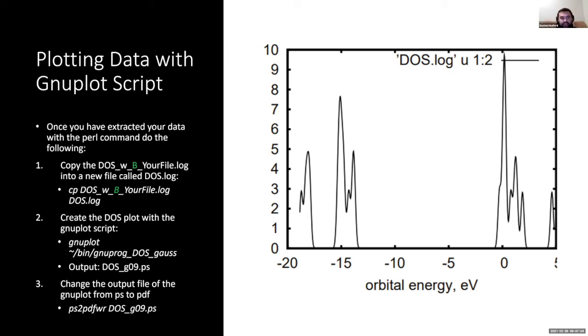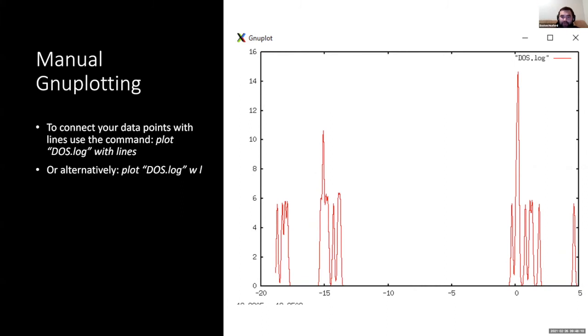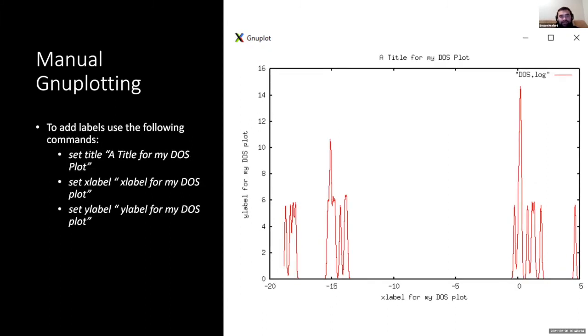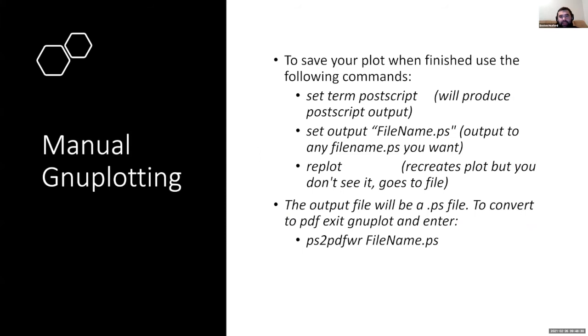Okay, so to change the output file, just use that command right there. And then to do some manual GNU plotting, you can follow these commands. I won't go through them in detail, so I can just wrap up here real quick. And then you can do some more commands to add lines. You can do some more commands to add plots and titles and labels. And then you can do a bunch of other things to change the columns that you're plotting. And then there's a bunch of other stuff you can learn about as well. If you just Google GNU plot, it'll give you lots of functions. And then once you have done all that, in order to save your plot manually, you can run these commands and then finally switch or convert your output file to a PDF.